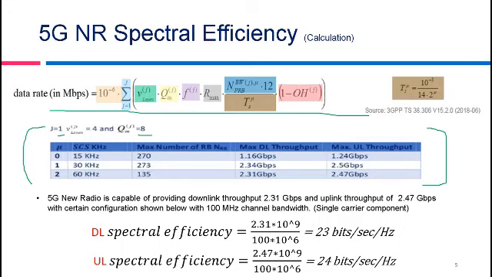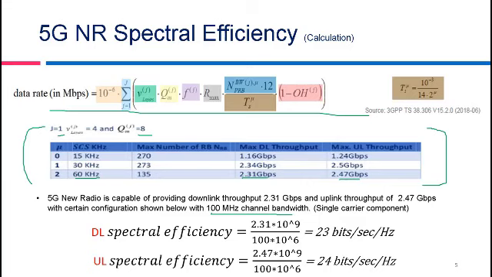For my calculation, I will be taking the 60 kilohertz subcarrier spacing, where we can achieve a maximum downlink throughput of 2.31 Gbps and 2.47 Gbps in uplink. Here I have taken the channel bandwidth as 100 megahertz.